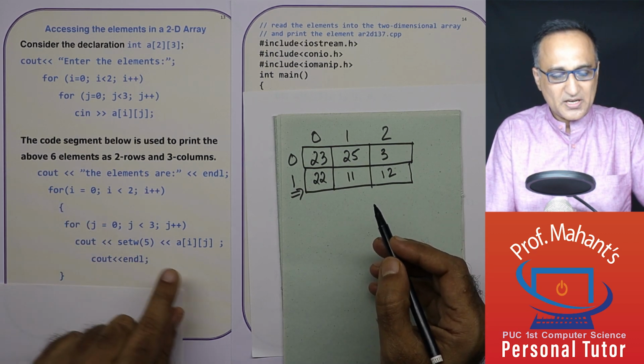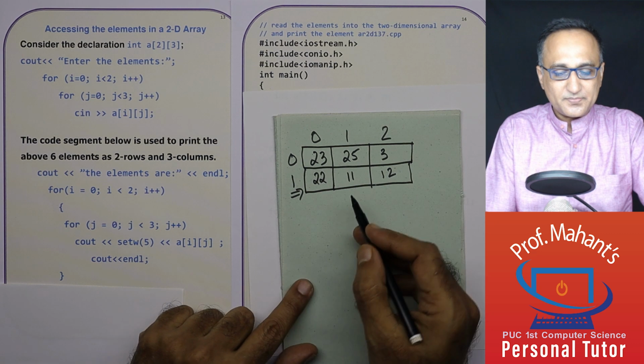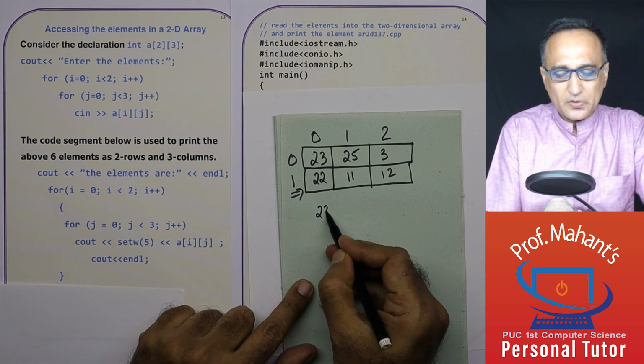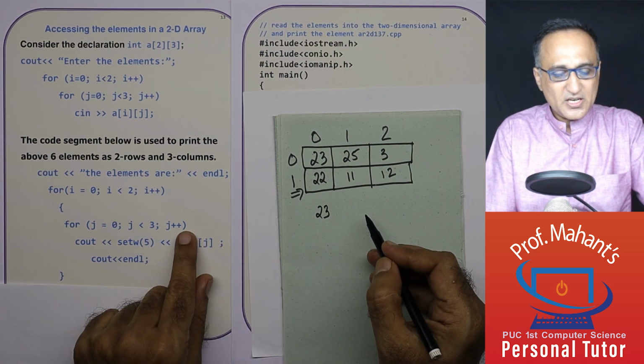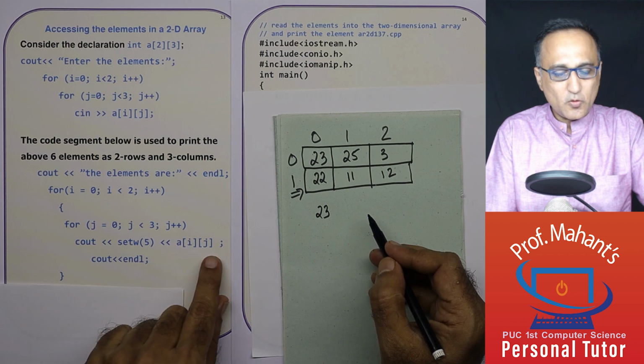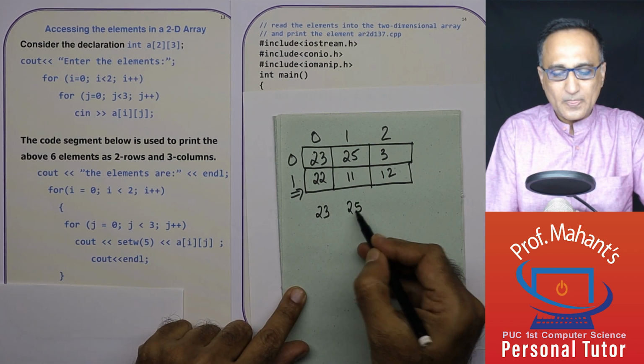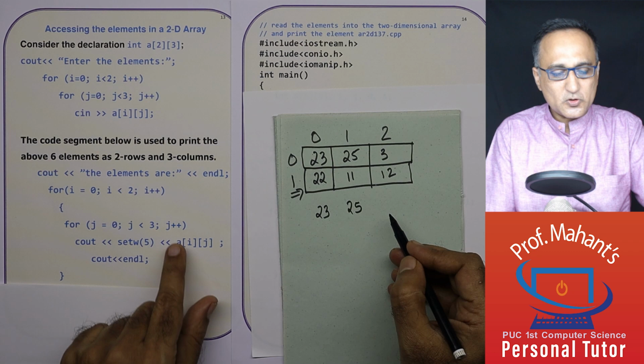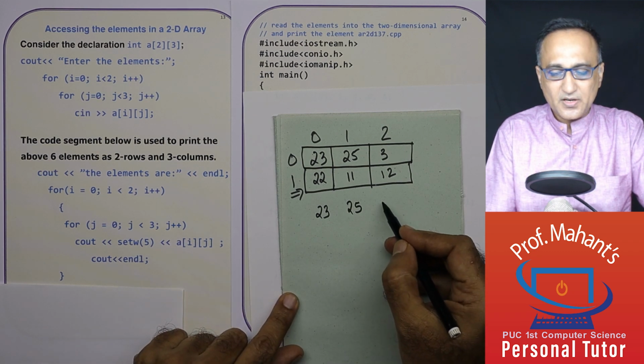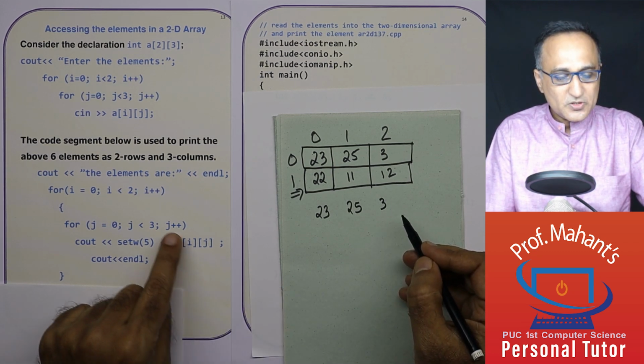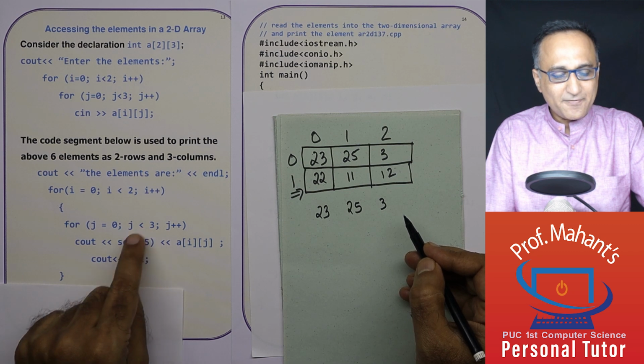i is 0, j is 0. So I am going to print 0, 0. I am printing 23. Then j is 1. So 0, 1 is 25. Then j becomes 2. 0, 2 is 3. Now j has become 3. 3 is less than 3 fails.